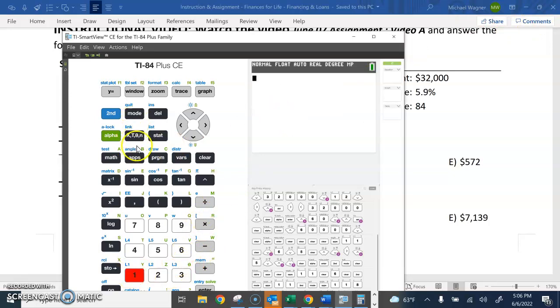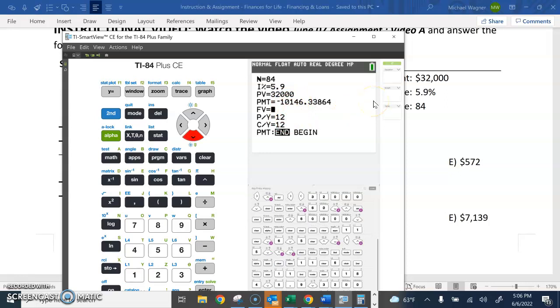Okay, so let's go back to the payment: apps, 1, 1. Okay. Now the payment, you just leave whatever's in there for right now and use your arrow keys to go down to make sure both of those are 12. This is the payments per year and the compounding per year. We're going to leave those as monthly amounts, or 12. Okay, so those should both be 12.